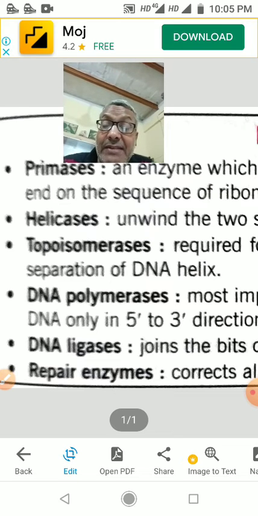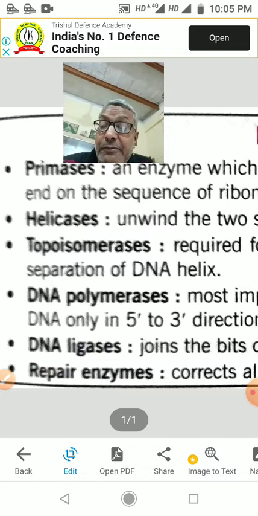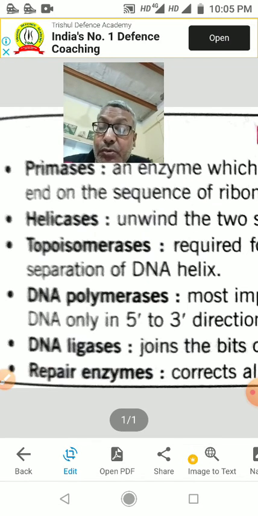Now the last enzyme is repair enzymes. There can be a few errors during replication of DNA. Repair enzymes can cut off the wrong bases and replace them with correct ones.